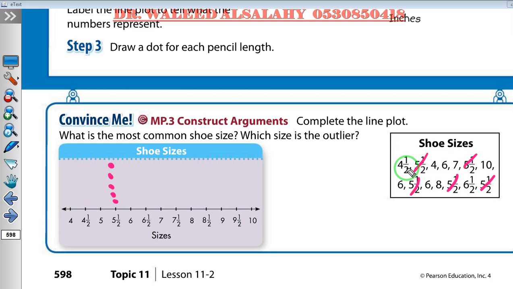4: how many times do we have 4? 4 one time, so put 1 dot. We are repeating the lesson again. 4.5: how many times? Only 1 time. Put a dot, put a cross. Easier than the circle. 6: how many times do we have? Do we have 5 exactly? No, we don't have 5, but we have 5.5.